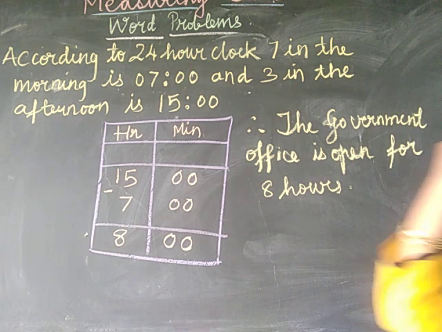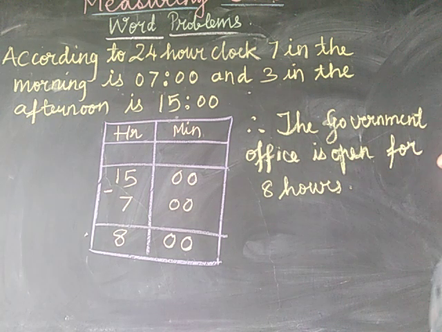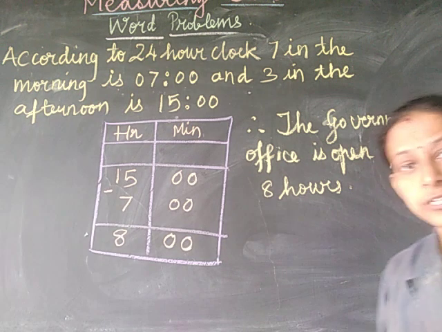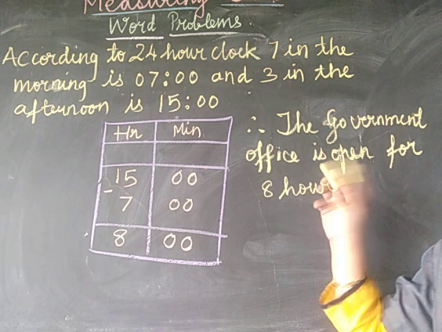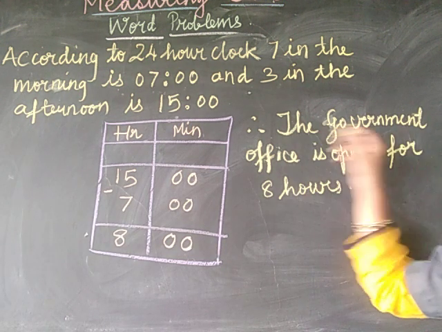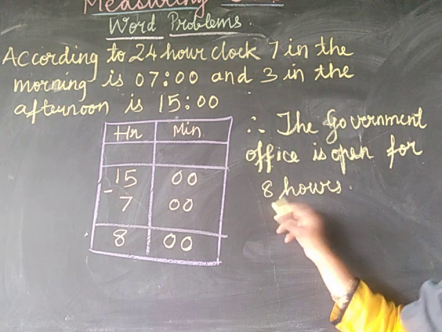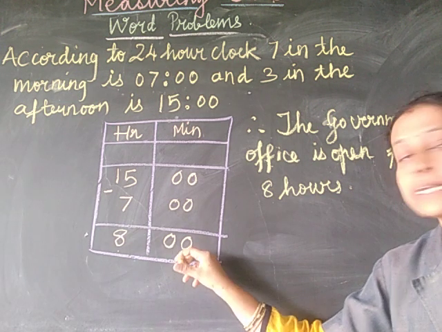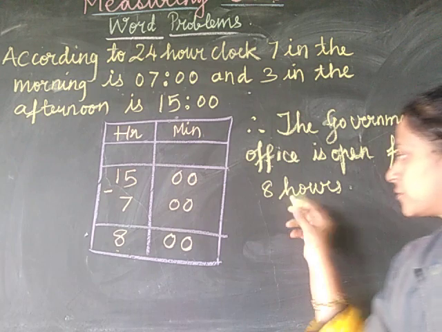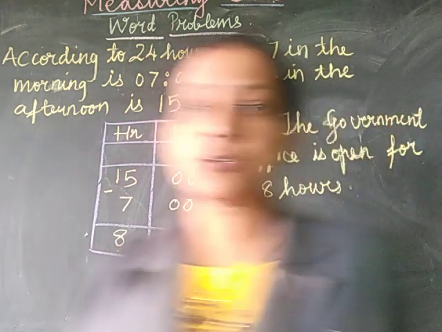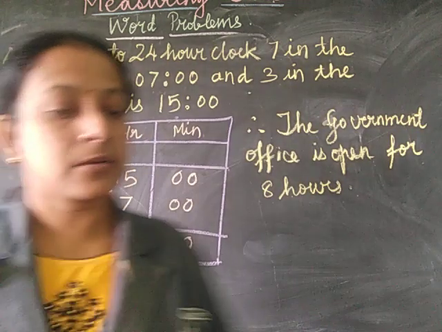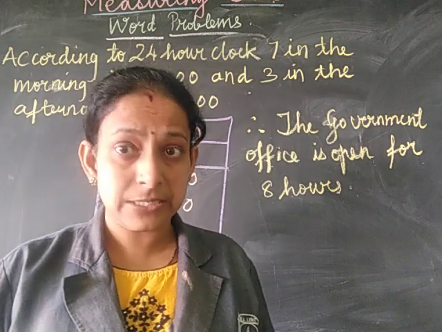Is that clear, students? So this way you have to write the concluding statement according to the question which is asked. The question is, how long is the office open? The government office is open for 8 hours, because you're getting 8 hours, right? So this is your first problem from problem set number 45, that is your word problem.